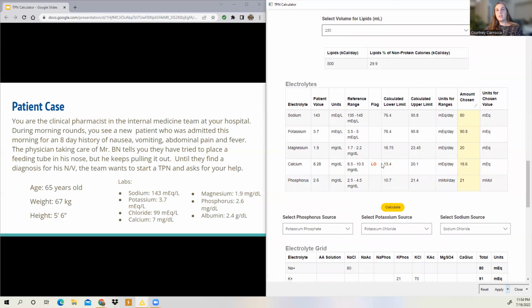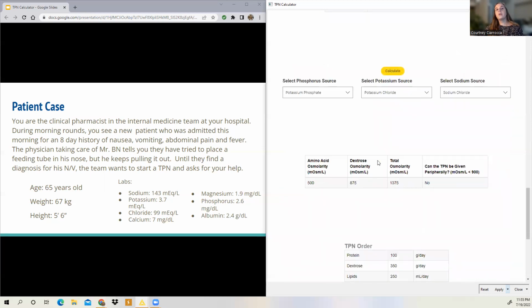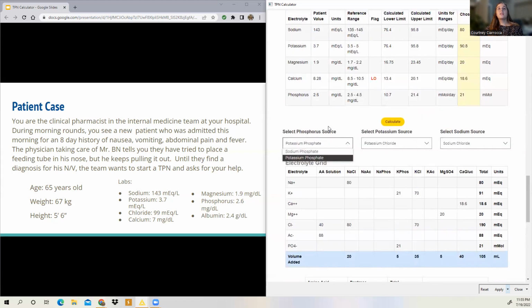Just like the calcium is a bit low, so we wanted to be a bit on that higher range, and so we chose the 18.6. And then we calculate that to add that to our TPN order. And then it goes into our little electrolyte grid, after we choose our products for it. So for phosphorus, there are 2 different products, so that way students can see between what they want to choose.